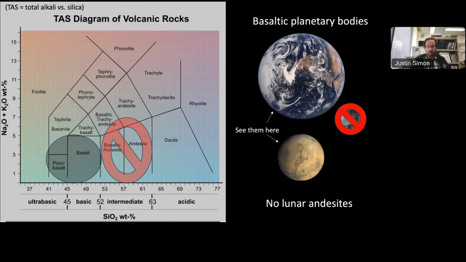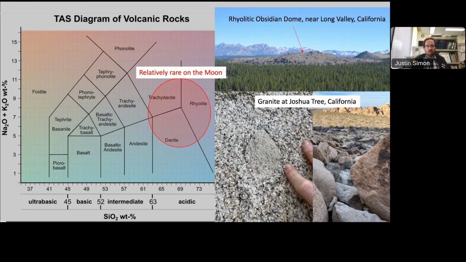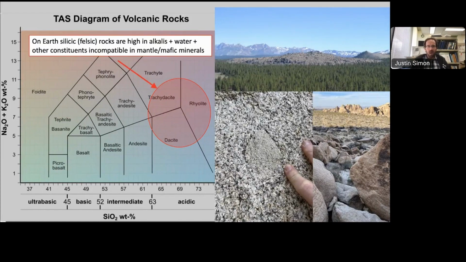At least on the moon, we don't have evidence for andesites, the intermediate composition, at least not direct evidence. And then also on the moon, we have these rare extreme compositions, these more evolved felsites, showing some pictures on the right of some beautiful examples on Earth. Obsidian Dome in California, near the Long Valley where the Bishop Tuff erupted from, and then some of the granites in Joshua Tree in Southern California. I'm originally from California. Again, on Earth, these silicic or felsic rocks are high in alkalis, water, and other constituents that are incompatible in the mantle and mafic minerals.